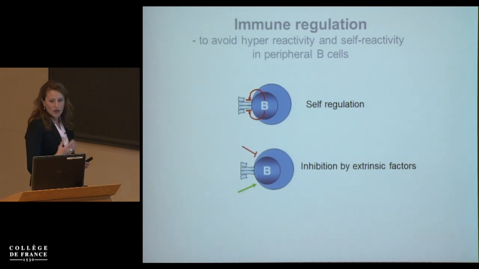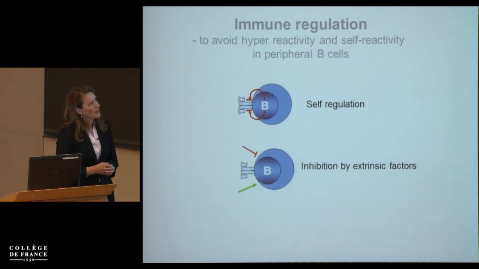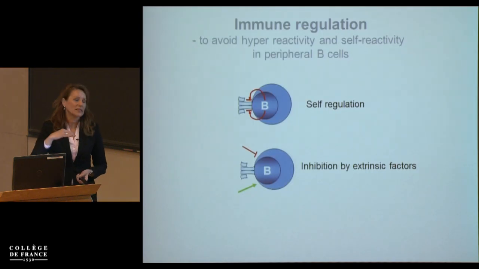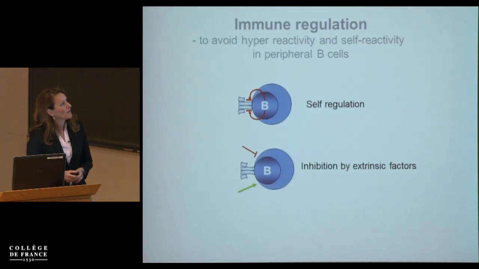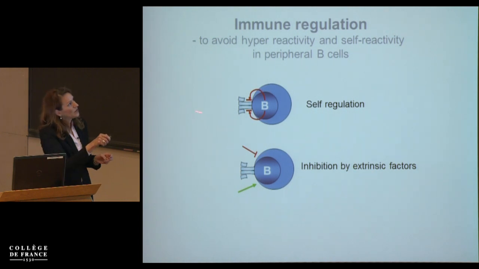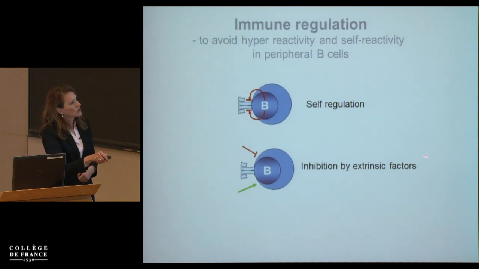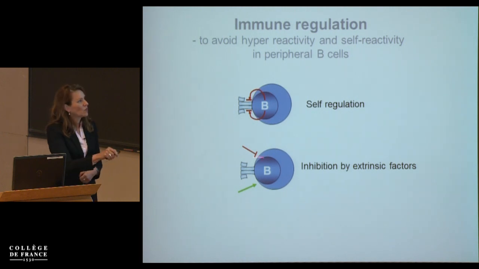So, as I said, if you have something that is activating an immune cell, you always have something that dampens this response. And for that, the B cell has receptors, what we call inhibitory receptors, present on their surface, which will then self-regulate the response in the B cell. But of course, there are also extrinsic factors, meaning that signals from outside of the immune system can also affect the B cell to tune down the response or inhibit the response completely.